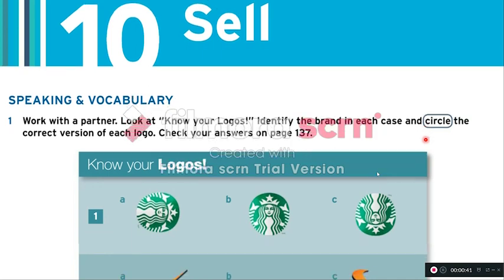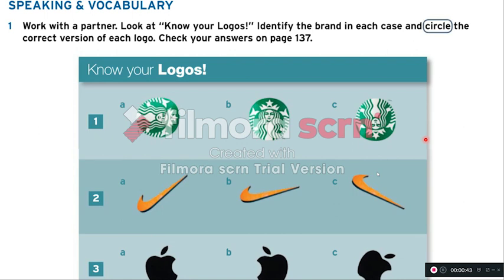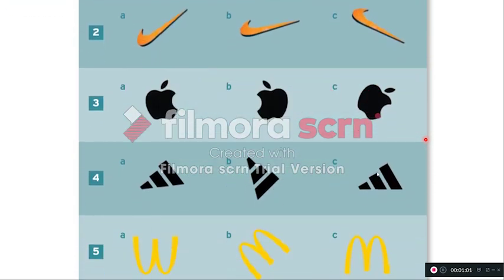Alright, so over here we have these logos, but two of these three options are incorrect. You must circle the correct one. For example, in number one, we have the logo from Starbucks. Which one is the correct logo? Very good, the letter B. Okay, so like that, circle the correct logos from the rest of the brands. Do it, and when you finish, I'm gonna show you the answers.